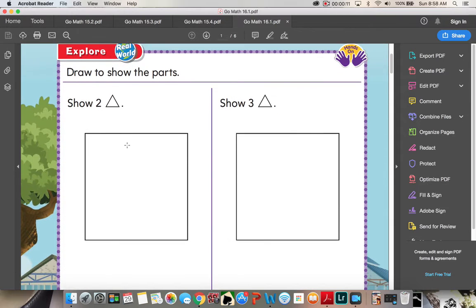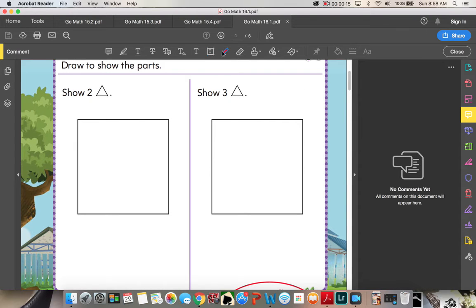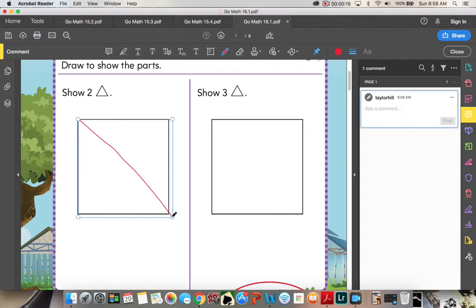Show two triangles. So we're going to take this square and we're going to draw two triangles. The quickest way is to draw a line diagonally and boom, you've made two triangles. Okay, now this one's going to be a little bit more difficult. We need to draw three triangles in the shape of this square. So they can be uneven, they can be even, just as long as there's three.